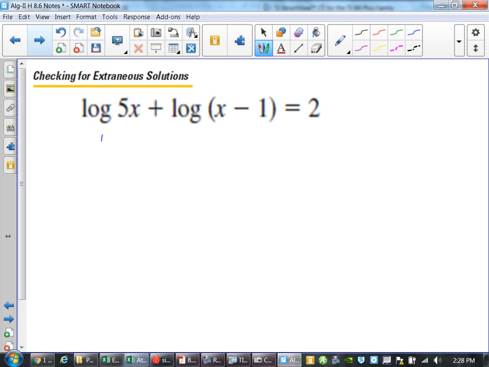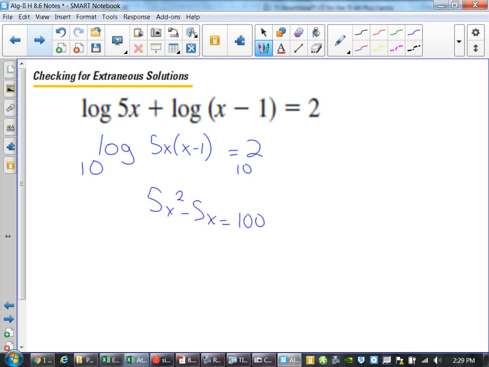So this is log of 5x times x minus 1 is 2. You 10 it, right? So I'm going to 10 it to both sides because the common log base is 10. These undo each other. This becomes 5x squared minus 5x equals 100. Set it equal to 0.